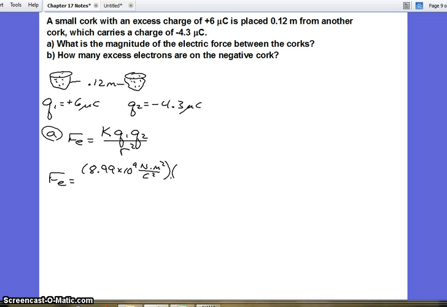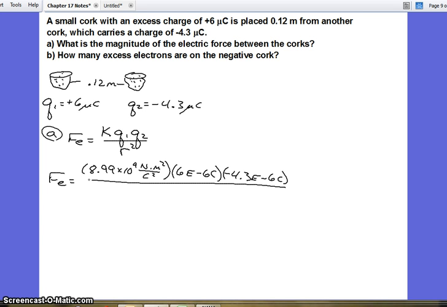And then we have times charge 1. Charge 1 is 6 times 10 to the negative 6. Again, we have to convert that to regular coulombs. I'm going to use this notation of E, which simply means times 10 to the, and this negative 6 is my exponent. So it'll be a little bit of an abbreviation here. And that's times the second charge, negative 4.3 times 10 to the negative 6.